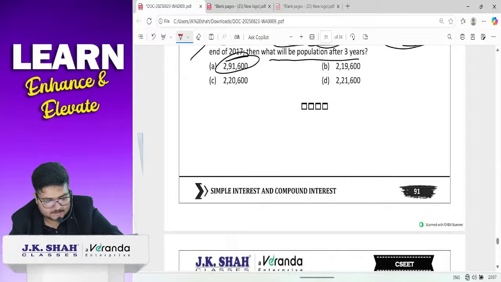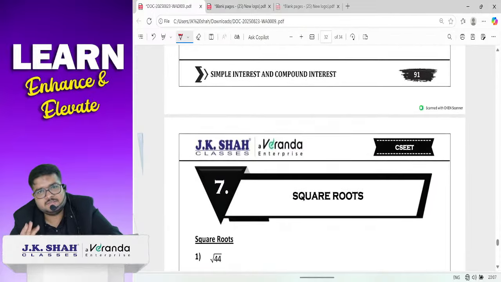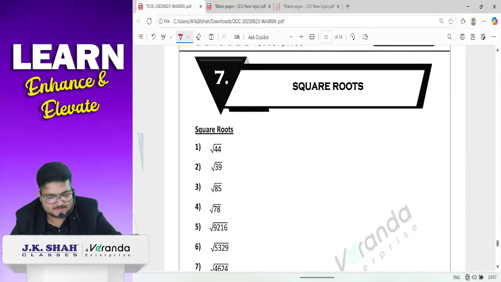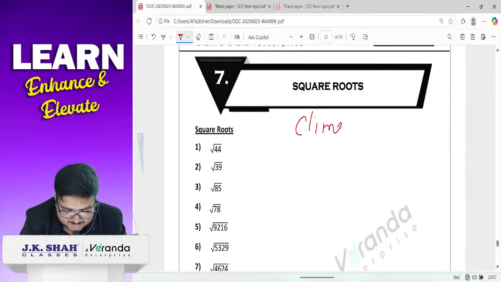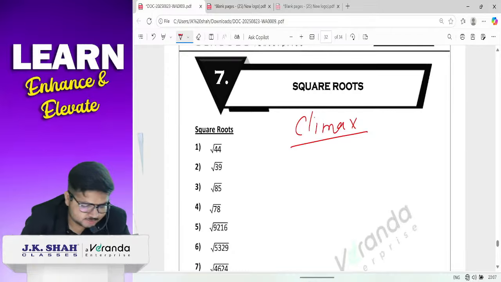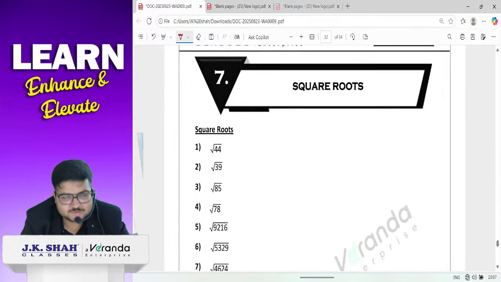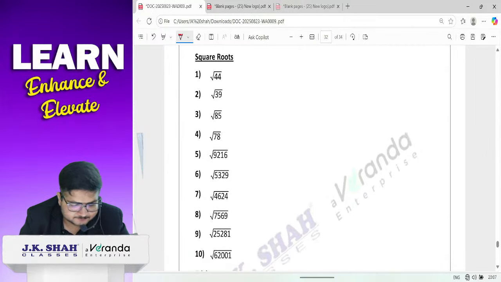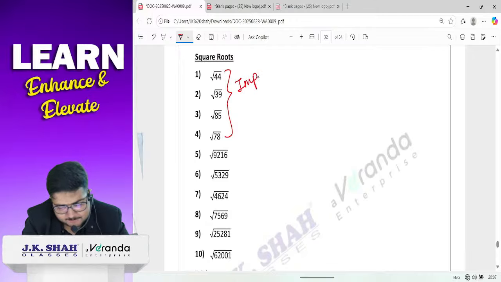Understood? Here comes the ending of your 6th chapter and the last chapter, which I call climax. Square root is your climax chapter because very fun chapter, very interesting, very easy to calculate. In square root chapter, we have actually learnt, in fact I have taught you two types of questions. First is this 2 and 3 digit ka imperfect square roots.